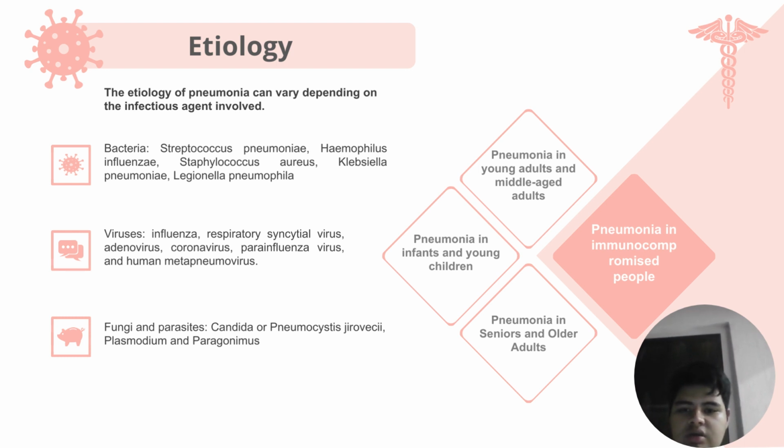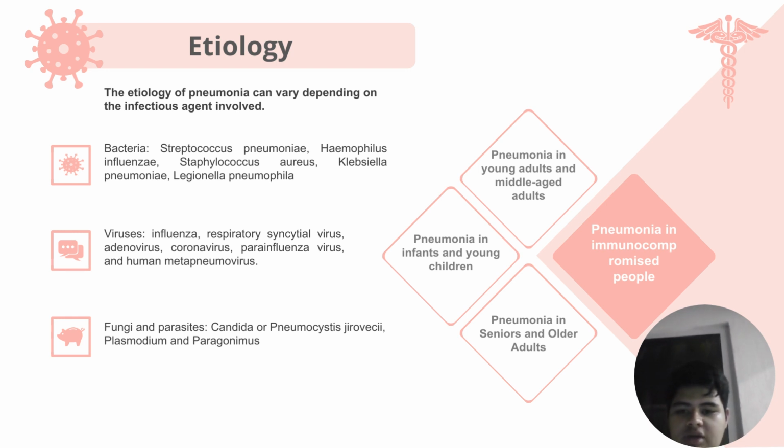Pneumonia in young adults and middle-aged adults. Streptococcus pneumoniae is the most common cause of bacterial pneumonia in adults. Mycoplasma pneumoniae and Chlamydophila pneumoniae are common causes of pneumonia in healthy young adults. Influenza viruses and other respiratory viruses can also cause it.